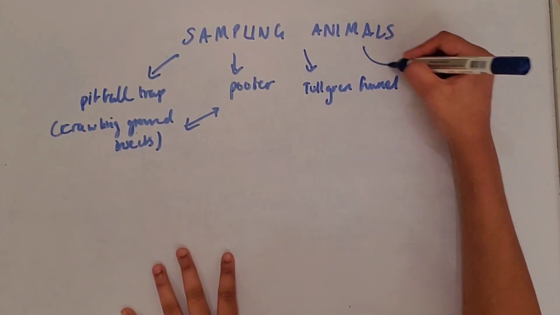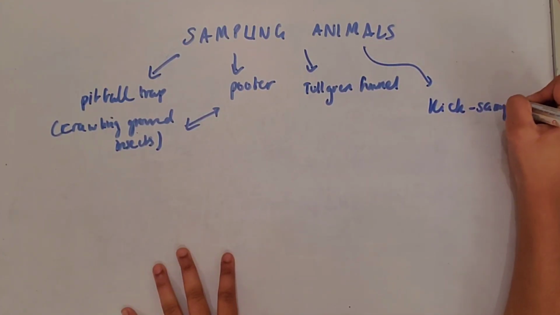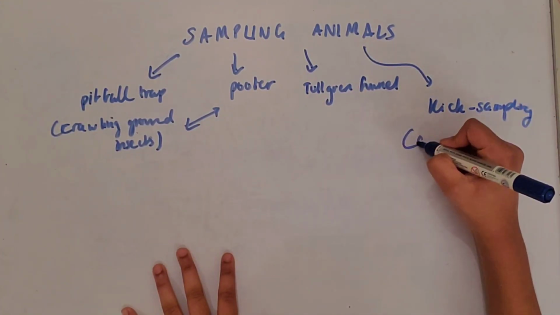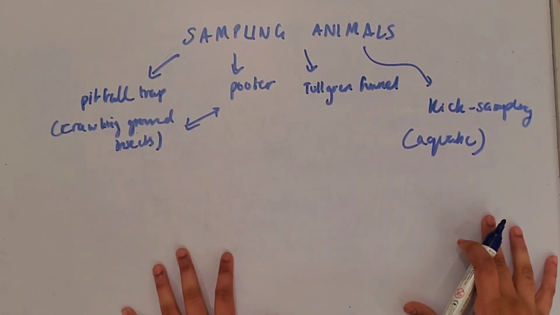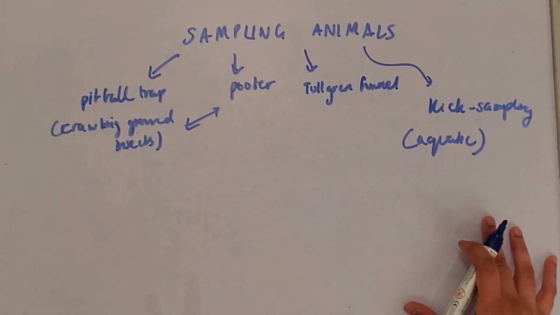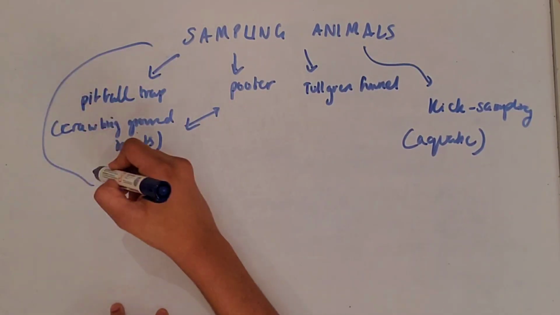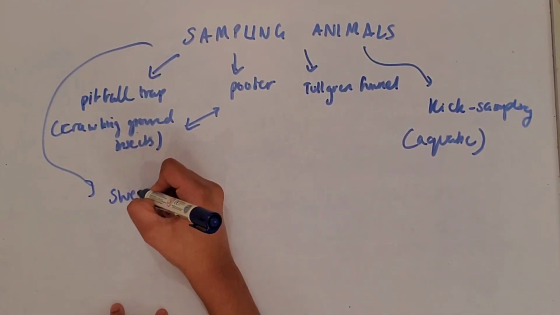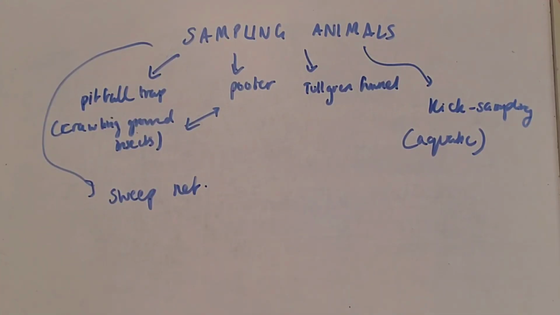Next one is kick sampling, and this is for aquatic organisms. What you do is you disturb the bottom of a stream and then use a net to collect organisms. And lastly, a sweep net, which is for organisms in the long grass. Basically just a net.